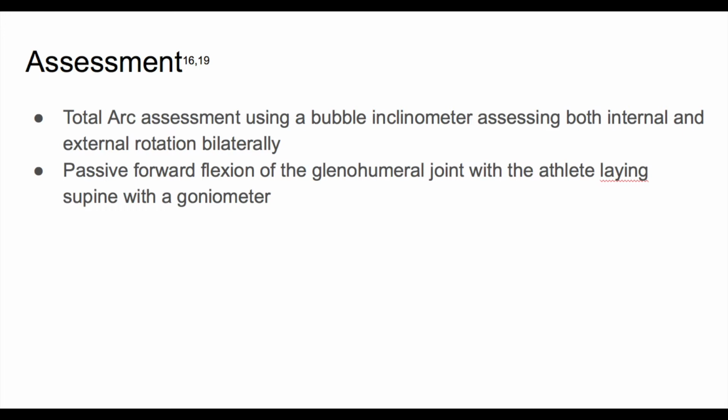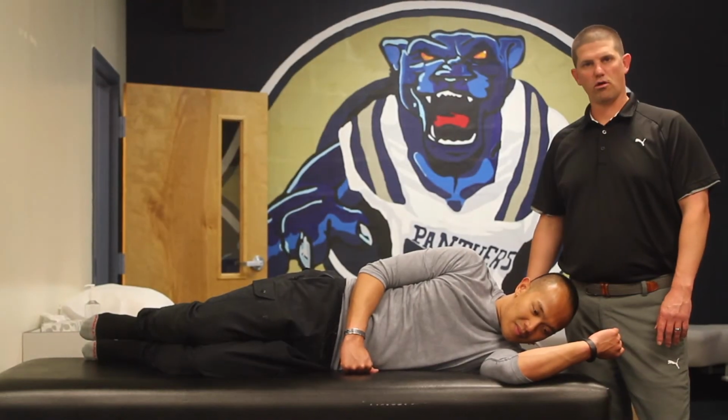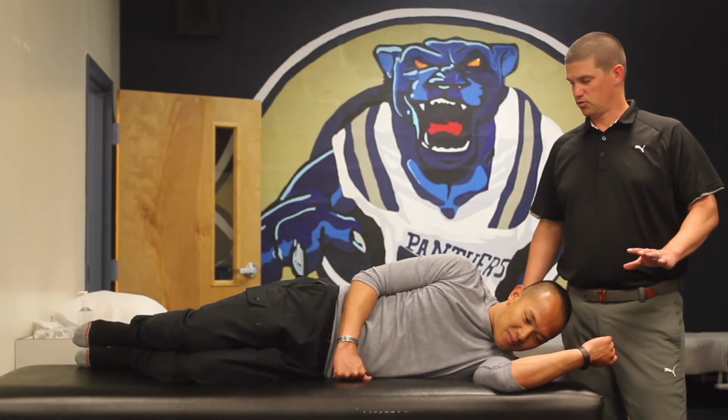In addition, it's imperative to assess the passive forward flexion of the glenohumeral joint. Here we use the athlete lying supine and utilize a goniometer, assessing any difference in forward flexion between the two in a passive range of motion. Now we're going to go over total arc assessment to rule out deficits in range of motion in the shoulder.